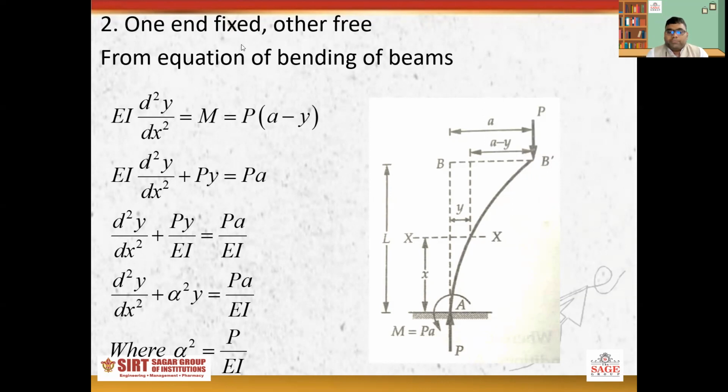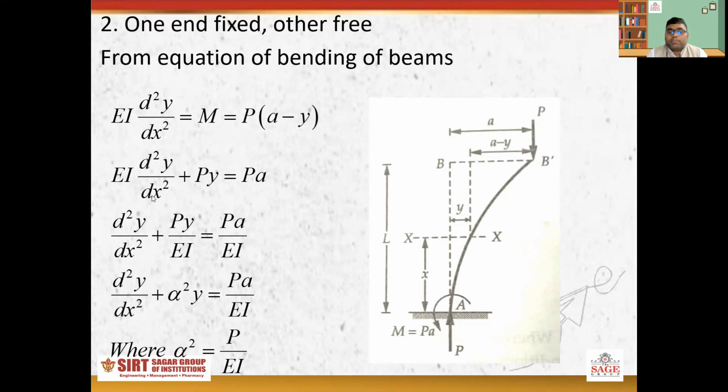Okay, so we all know the equation of bending, EI d square y upon dx square is equal to M. We can see that P is the maximum load, and the perpendicular distance from the section we have taken is a minus y. So we can put P times (a minus y), but this is a case of convexity, so that's why we have taken the plus sign. Okay, so now rewrite this equation.